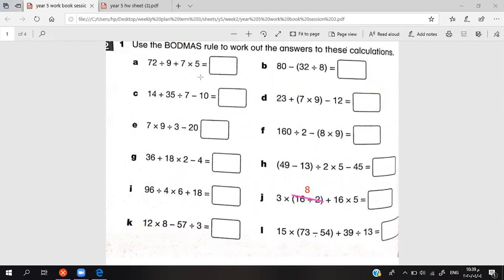So here 3 times 8 is a what? Is a 24. Now I have 24 plus 16 times 5. Which will I do first, the addition or multiplication? Definitely the multiplication. So 16 times 5 is an 80. So the new thing here is 24 plus 80, which is gonna give me 104.